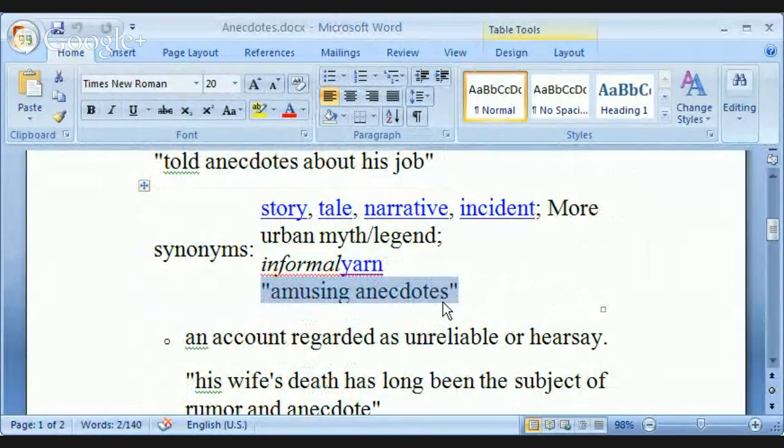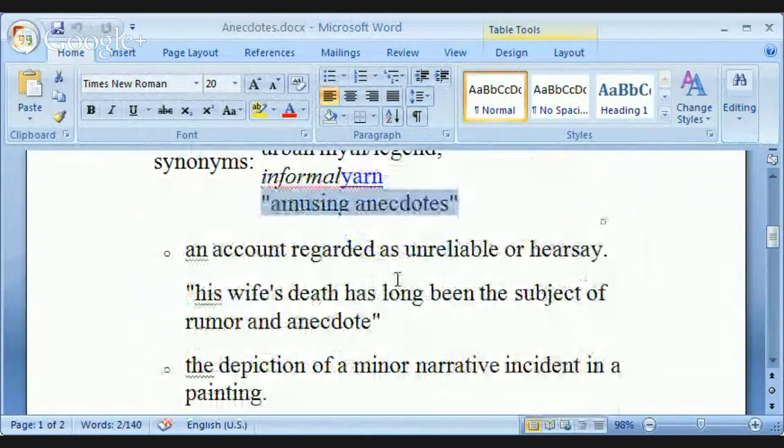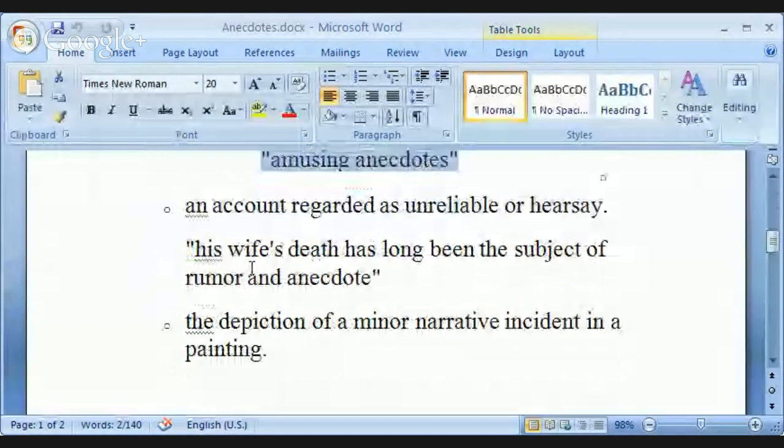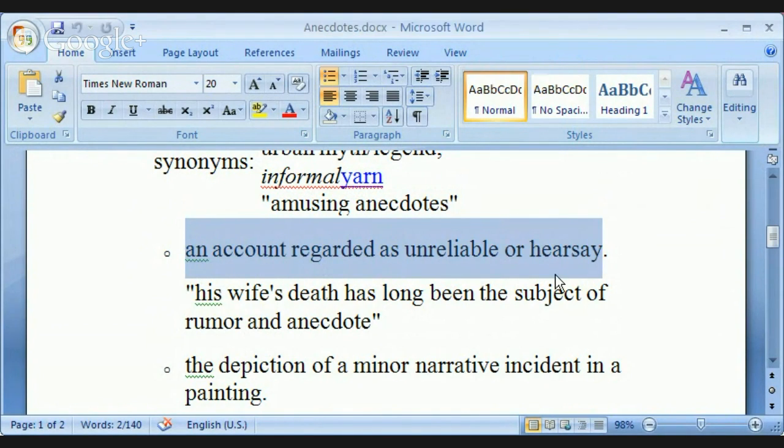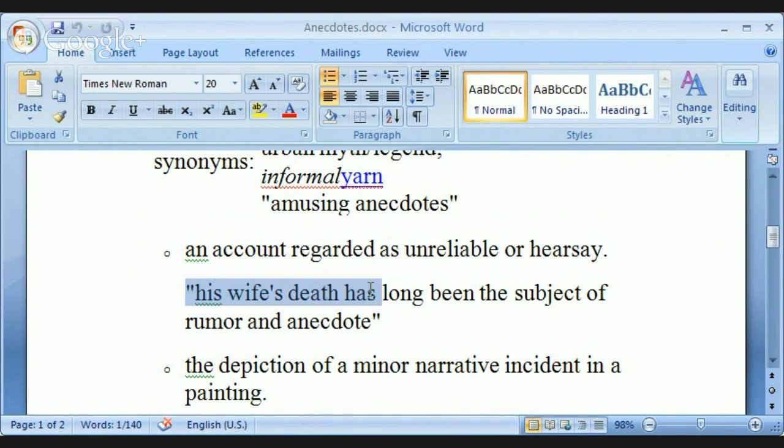They're often kind of funny because of their surprises, they're often humorous. There are a couple other meanings, though, which is interesting. We can also use the word anecdote to describe a story which is regarded as unreliable or hearsay, rumor. Hearsay is a more formal word for rumor. His wife's death has long been the subject of rumor and anecdote. Stories about maybe she was murdered, her relatives wanted to kill her for her money. Things like that can also sometimes be called anecdote.